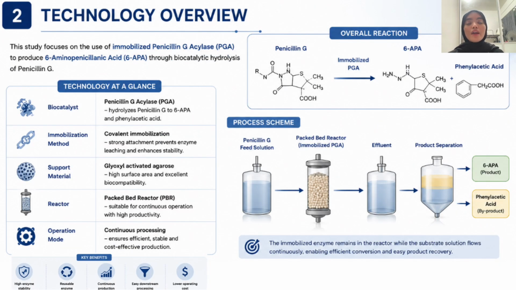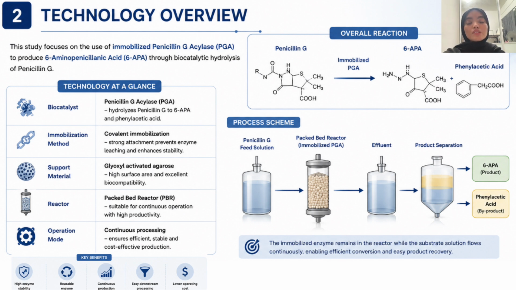In this slide, an overview of the technology used in our case study. The biocatalyst used is penicillin G acylase, which is immobilized using the covalent immobilization method on glyoxyl agarose. This immobilization method creates a strong attachment between the enzyme and its support material, preventing enzyme leaching while improving stability and operational lifetime.